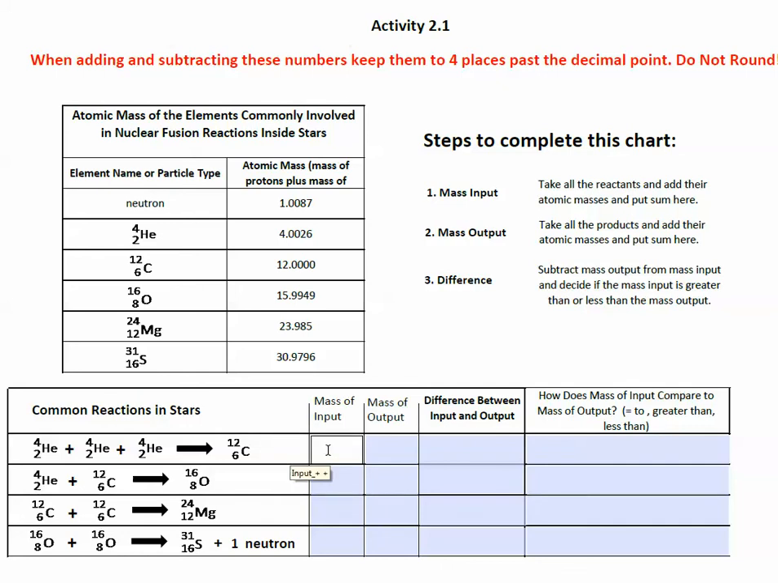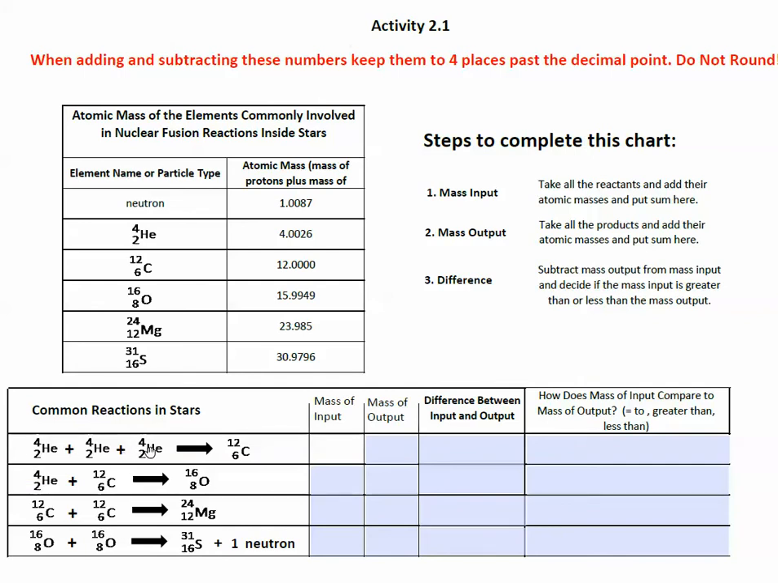I'm going to give you some extra help here for activity 2.1. This chart lists all the elements that are going to be in these equations, and here's their exact mass. According to the instructions up here, when adding these, keep them to 4 places past the decimal point, do not round. So I come down here, the mass input would be the mass of all the reactants. The reactants are all the elements in front of the arrow.